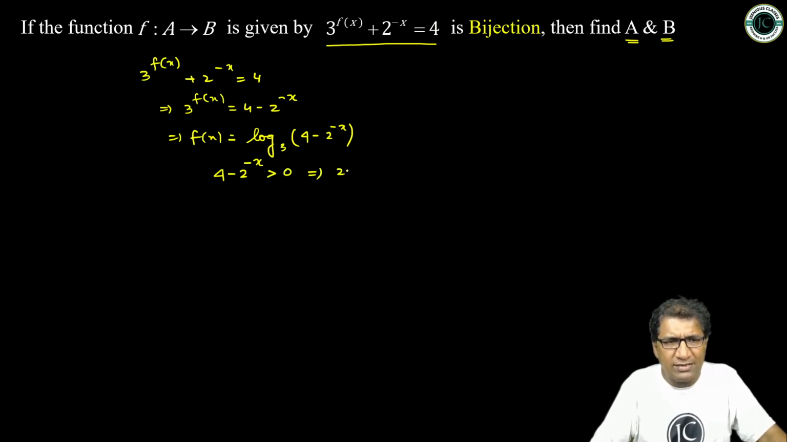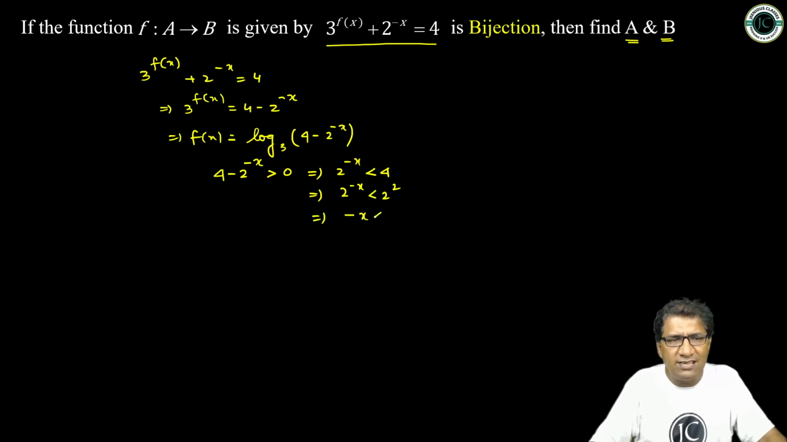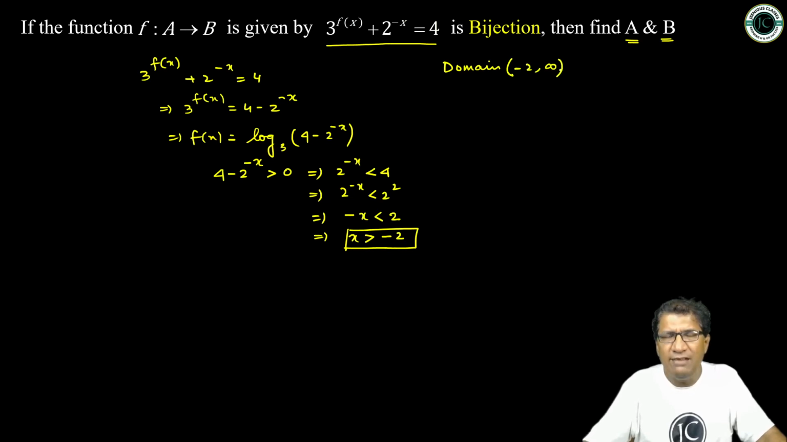So that implies, we are having 2 to the power minus x is less than 2 squared. So that implies minus x is less than 2. So x is greater than minus 2. Is it clear? Therefore, the domain for this function is from minus 2 to infinity. Is it clear to all of you? Now we have to find out the range of this function.